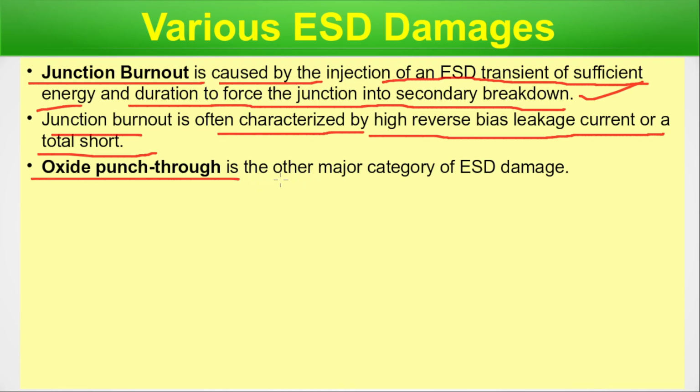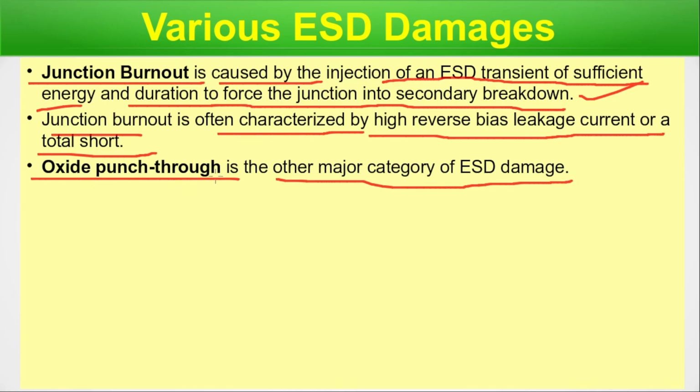Oxide punch through is the other major category of ESD damage. Now, when you are testing any PN diode with a multimeter, if both sides give the continuity beep, that means the P and N junction is shorted. Whether it is damaged by ESD or something like that, this is a physical phenomenon you can check with your multimeter. Because typically the PN junction should not give a continuity beep; it should give only some value. If it is giving the beep, that means it is short. That means the junction is damaged. So we are talking about such kind of damage here, the junction burnout.